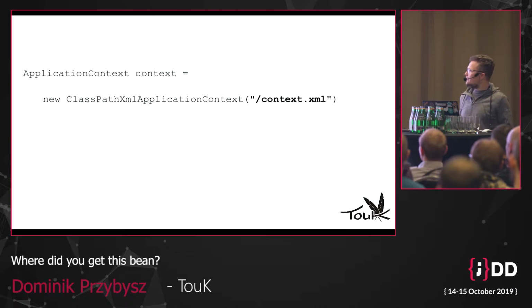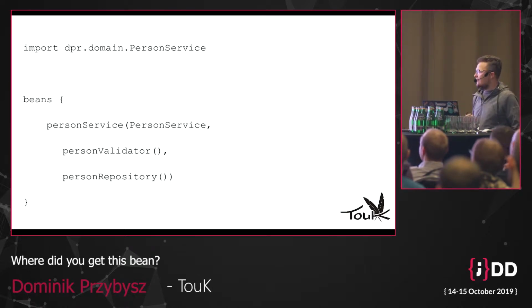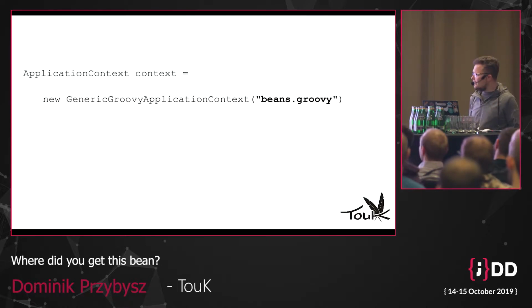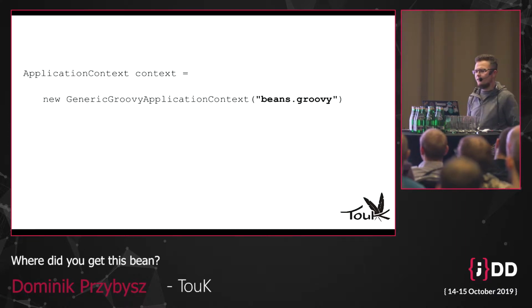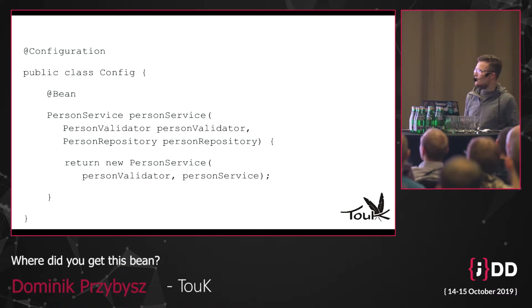And of course, using a specific class, for example, ClassPathXmlApplicationContext, we could create our application context using the beans defined in an XML file. We can also use the DSL written in Groovy, and in the same way, using a specific application context, we can create it. Currently, the most popular way to create Spring beans is using configuration and annotations. For example, here we have a configuration, and we create beans inside this configuration.